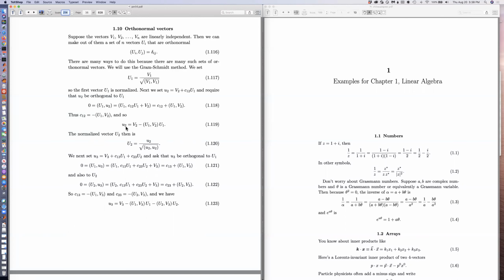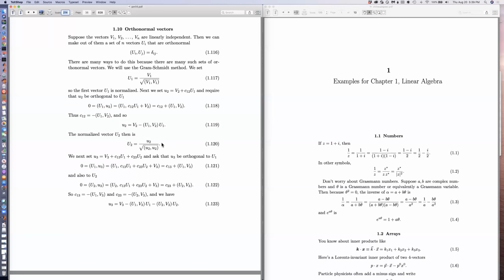And so then we have an expression for the unnormalized vector that's at least orthogonal to U1, and that vector then is V2 minus U1 V2 U1. And to normalize it, we just take the vector, take its inner product with itself, take the square root, and use that in the denominator. And then we get a normalized vector U2. So now we have a set of 2 orthonormal vectors, U1 and U2.